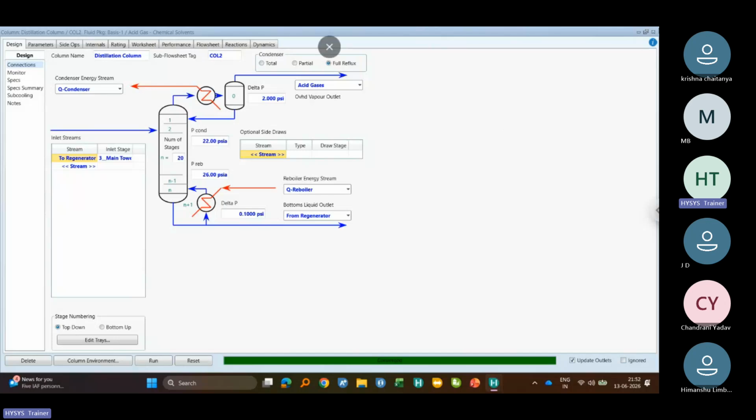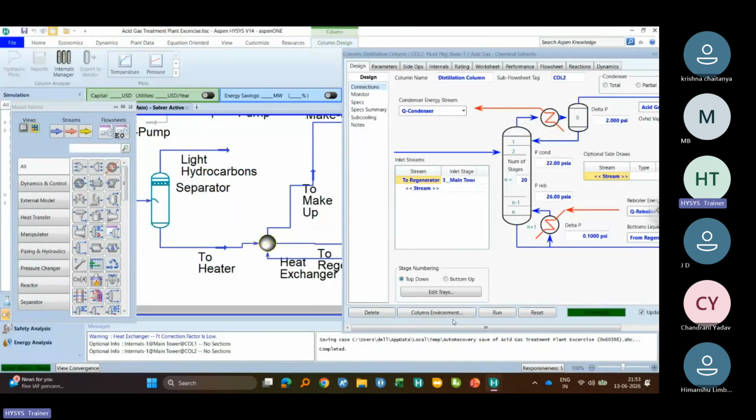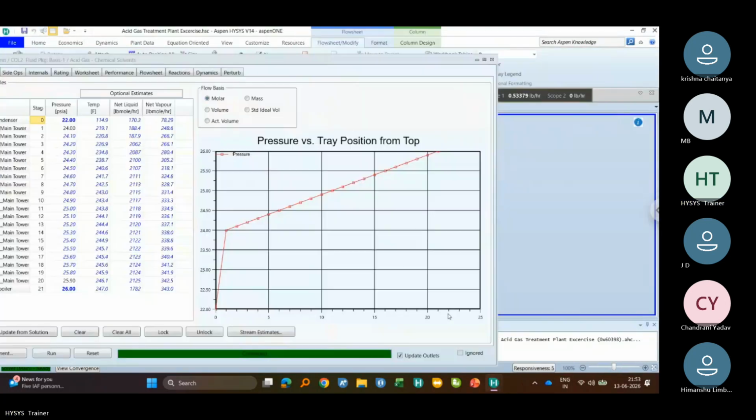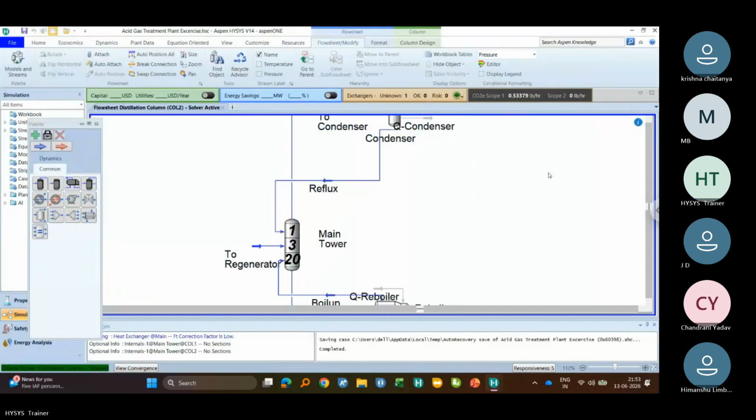You just need to double click on that distillation column, and here you will find that there is a button called column environment. Just click on that button. It will open a pressure versus tray position graph. Just close that, and you will see a detailed view of your distillation column.